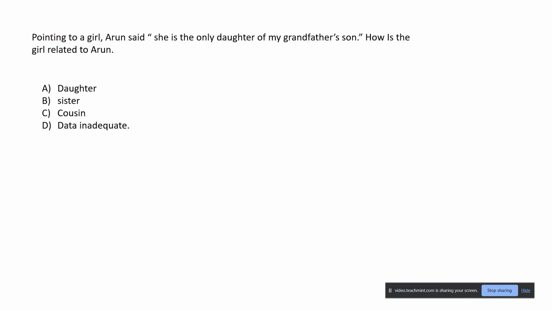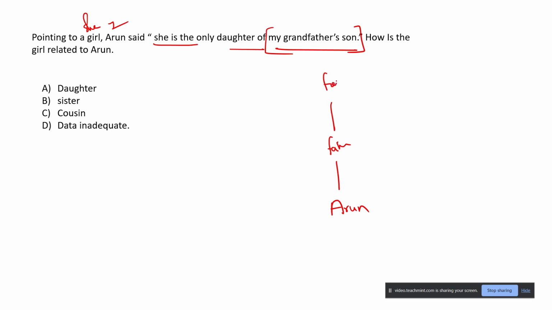See here. Pointing to girl, Arun said, "I" means Arun, "she" means the girl. She is the only daughter of... we are going to solve this part first. My grandfather's son. So, "my" means what? Arun. So, let us take Arun is here. Arun's grandfather means Arun's father's father. Assume like that. So, my grandfather's son means Arun's father.